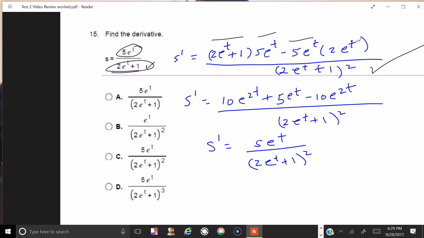Now multiply it all out, and you get 10e to the 2t plus 5e to the t minus 10e to the 2t. Notice these cancel, and you get 5e to the t divided by 2e to the t plus 1 quantity squared, and that is answer C.